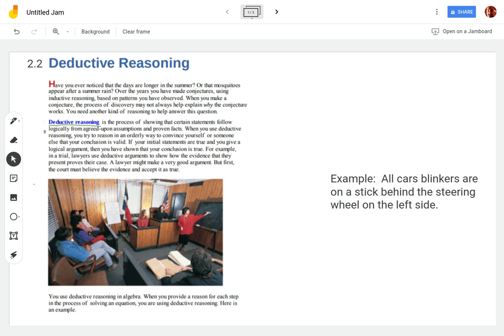Hey everybody, welcome to 2.2 deductive reasoning. All right, so we're going to move on from inductive reasoning. Remember, inductive reasoning was you look at data to figure out the pattern that you think is happening. Deductive reasoning is going to be a little bit different.